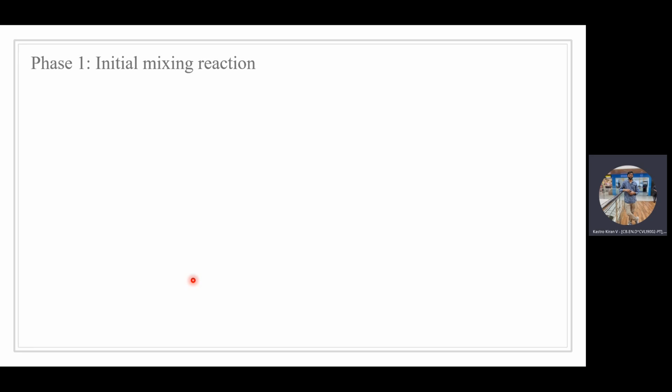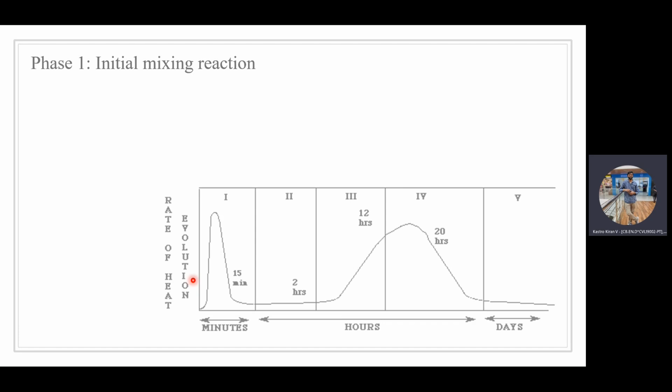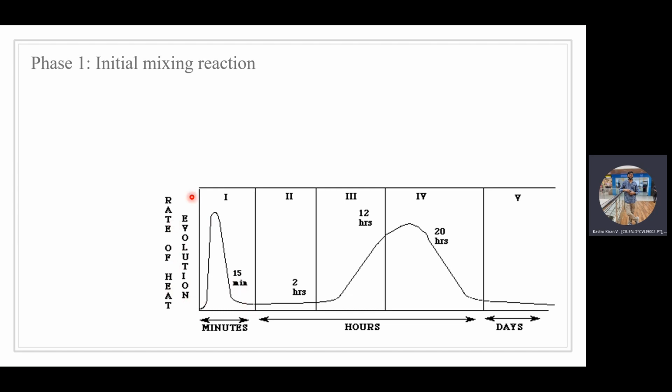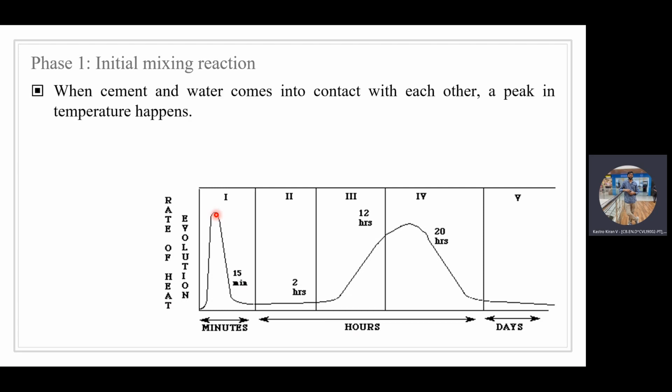As I said earlier, whenever cement comes in contact with the water, it liberates a huge amount of heat. Can you see here, in the very first 15 minutes, the rate of heat evolution on the y-axis, and on the x-axis you have the time frame. In the initial phase, in the first 15 minutes, when the cement comes in contact with the water, it liberates huge amounts of heat. That's called the initial mixing reaction. So a peak in temperature will happen.